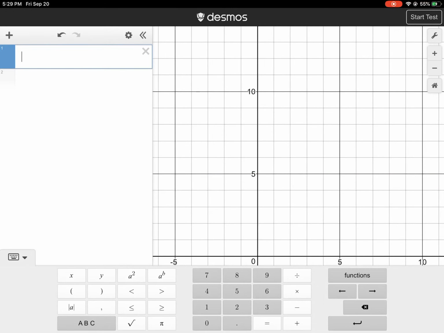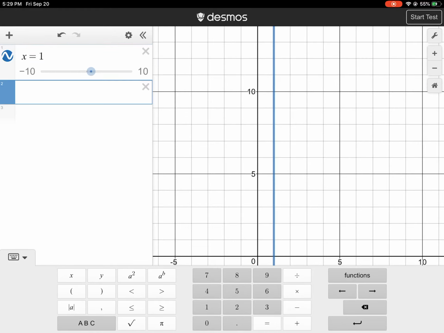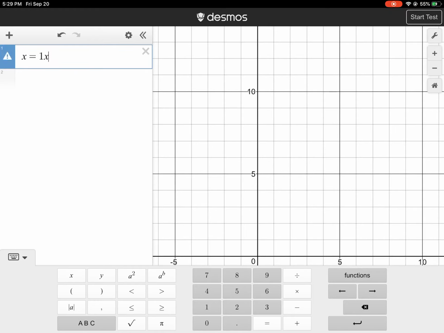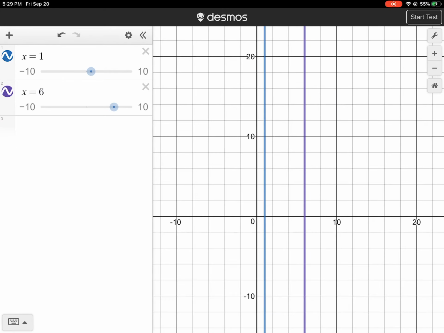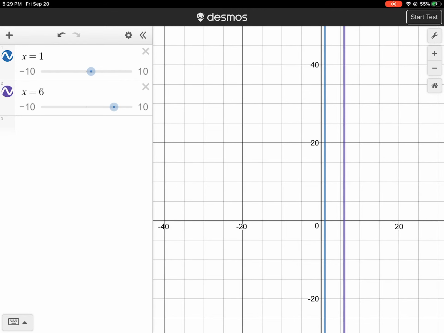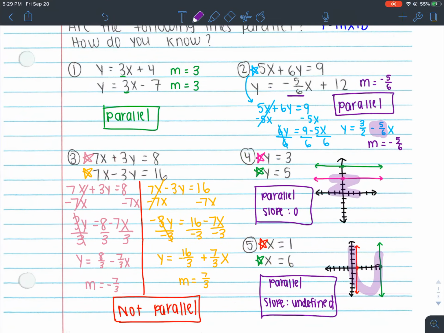Or if I were to graph x equals 1 and x equals 6, I have two lines, and they're vertical. They're undefined slopes, so they go up and down, but they never touch, so they are parallel. You have to have the same exact slope. If it's not the exact same, they are not parallel.